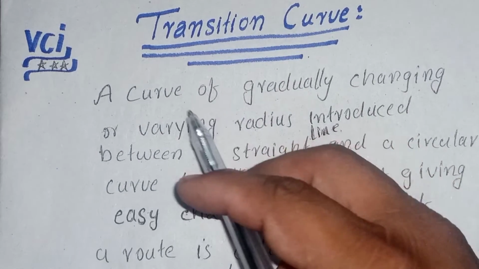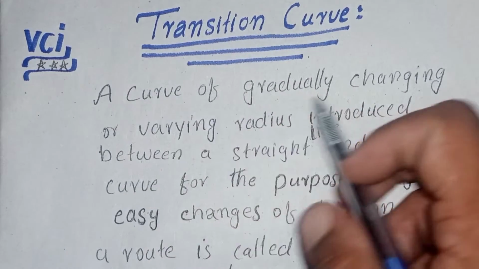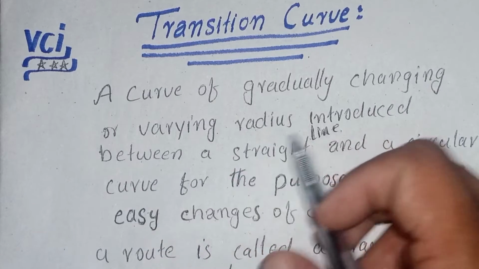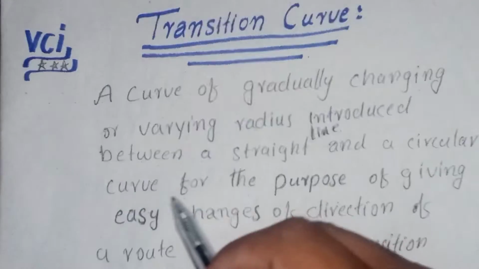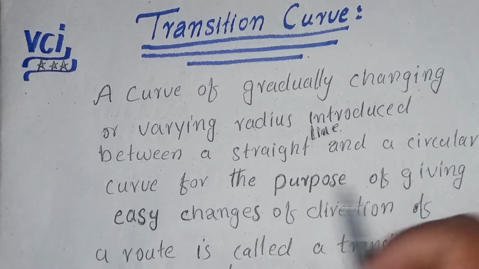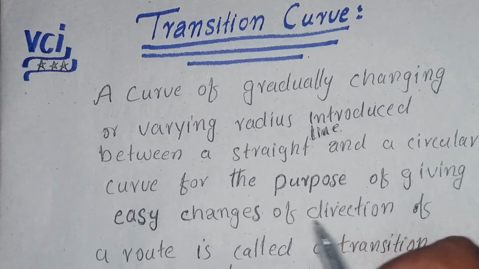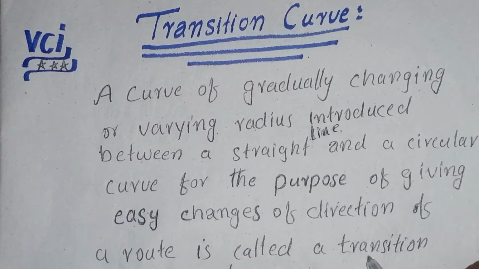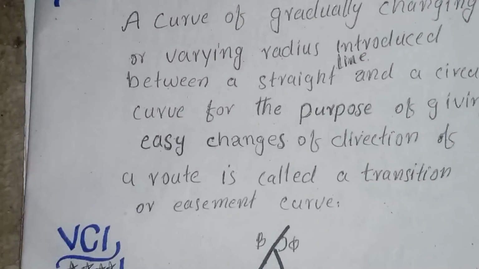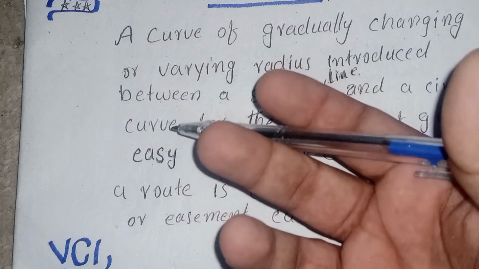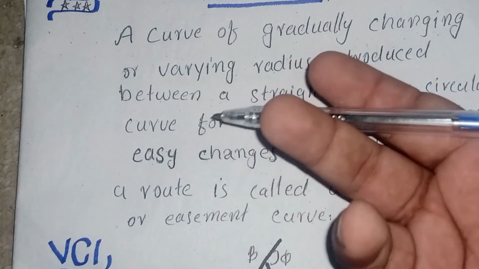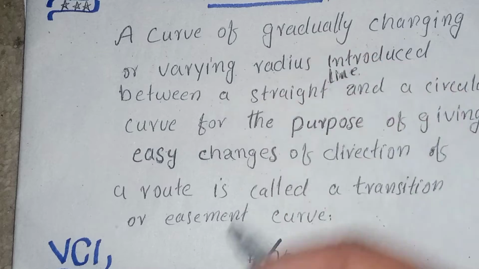Dear friends, we are going to explain the transition curve in detail. By definition, a curve of gradually changing radius introduced between a straight line and a circular curve, for the purpose of giving an easy change of direction of a route, is called a transition curve or easement curve. So when we require easement in direction, we provide a transition curve.